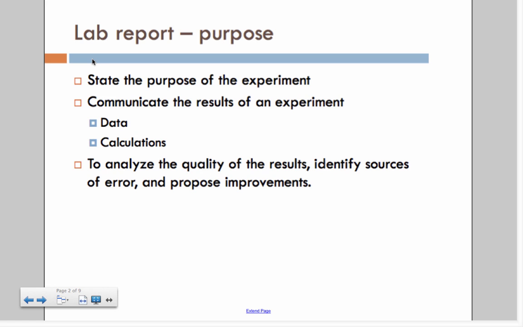Okay, so before we begin, let's talk about the general purpose of why we write lab reports. The purpose of a lab report is to state the purpose of the experiment and communicate the results of those experiments. That includes what data you collected and what calculations you've done in relation to the purpose of the lab. And then the final purpose of a lab report is to analyze the quality of those results, identify sources of error, and propose improvements for the next experiment.